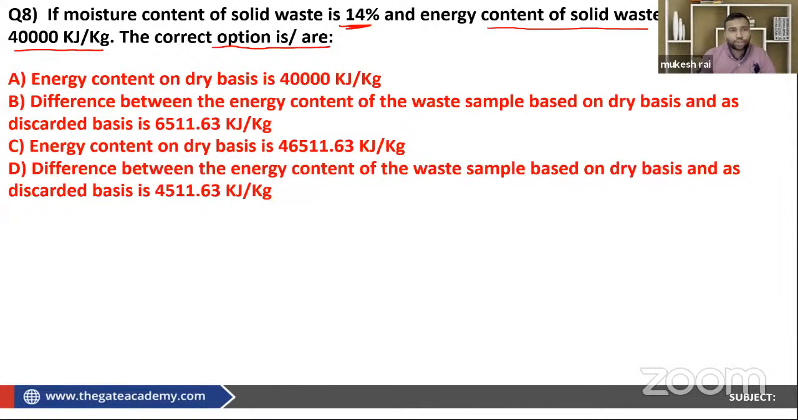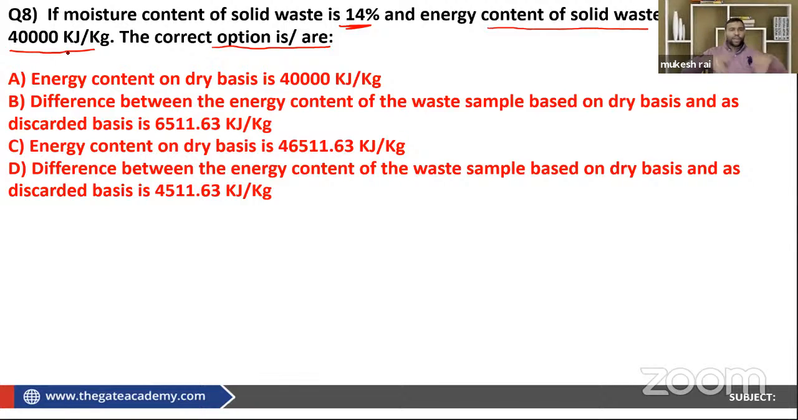We don't need to solve that type of question. It is clearly visible from the question that the energy content of solid waste as discarded is given as 40,000 kilojoule per kg. Pay full attention to me. I will explain the full concept of that question also, but I am just giving you a short trick. The energy content of that solid waste as discarded is given as 40,000 kilojoule per kg.